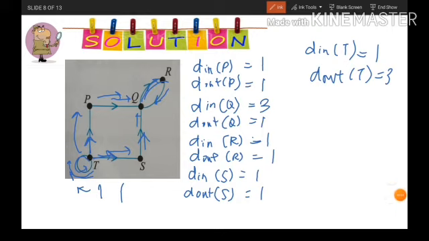So now we can find the sum of degree. Sum of degree for directed graph is equal to, you have to add all the degrees that we have found. Like 1 plus 1 plus 3 plus 1 plus 1 plus 1 plus 1 plus 1 plus 1 and plus 3. So that is equal to 14. So this is how you find the sum of degrees for directed graph.